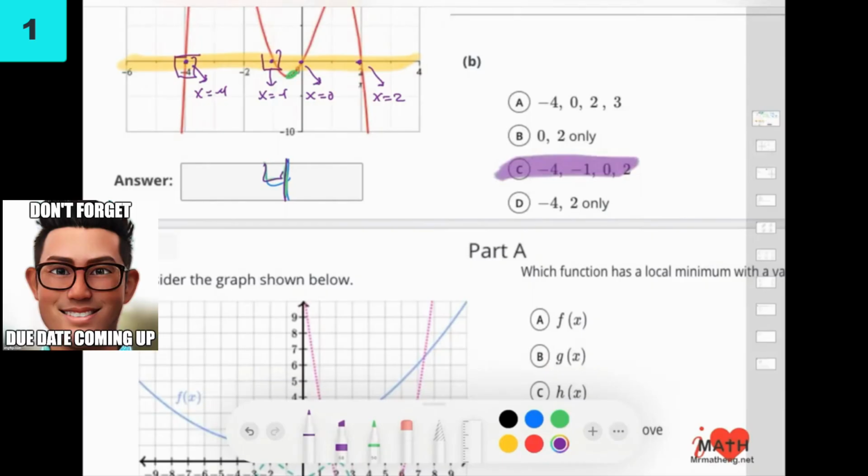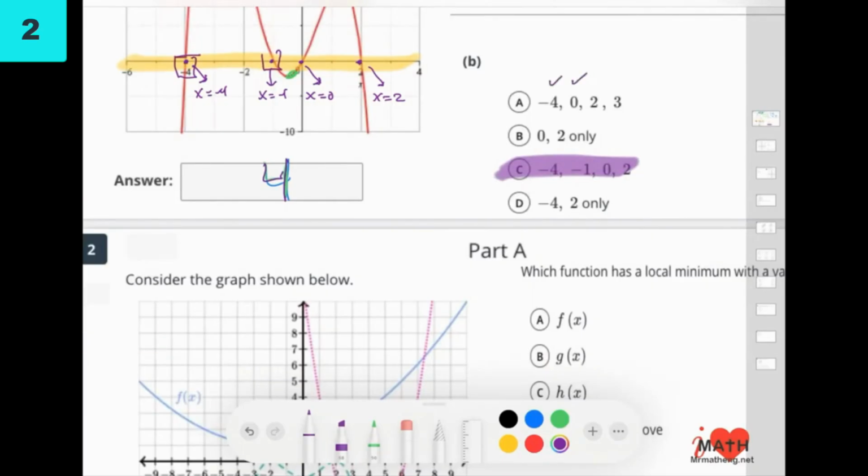Okay. This one works, that one works, this one works, that one doesn't work, so that's why it's not A. If you only have 2 of these and it doesn't tell you anything about multiplicity, then this would be a second degree polynomial. So not this one, and this would also be a second degree polynomial.